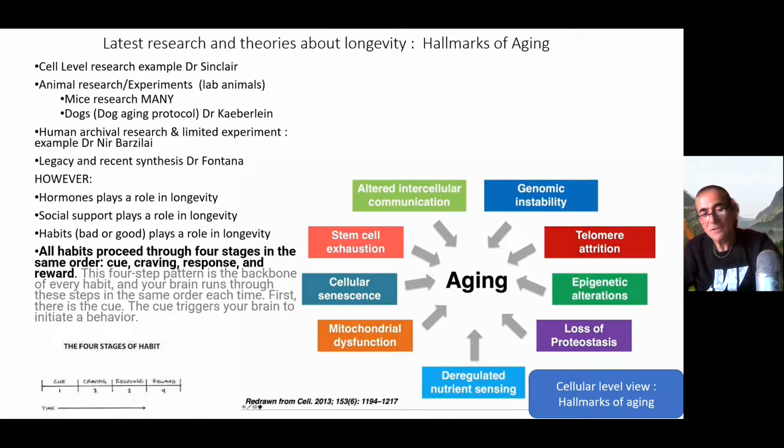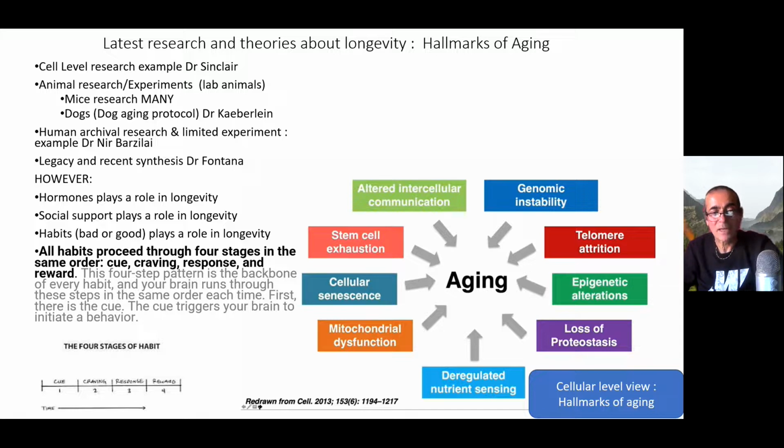But the thing about animals and cells, all this research came up with a list of mechanisms that are causing aging at the multicellular level. We are all multicellular animals, and the problems are related to stem cell exhaustion, cellular senescence, mitochondrial dysfunction, nutrient sensing problems, making bad proteins, incorrect protein folding, epigenetic alterations, telomeres, genomic instability, and communication problems between cells. All these are hallmarks of aging, and they came from lab research, and it's common to us as well.